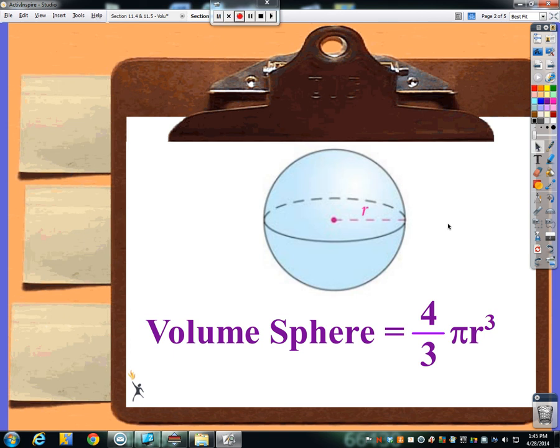Now, if you remember, the surface area of a sphere was 4 pi r squared, but this has 4 pi r cubed. Okay, and the only thing you need to know is the radius. And with the radius, you can calculate the volume. Now, we're going to do some different kinds of problems with spheres here. We're going to combine a lot of things here.